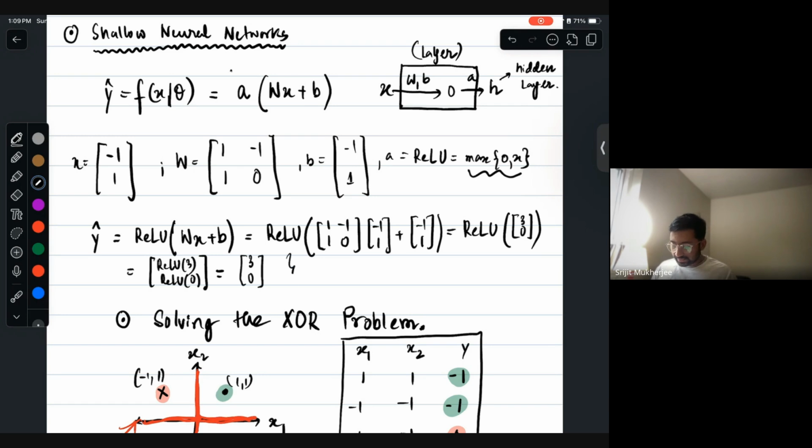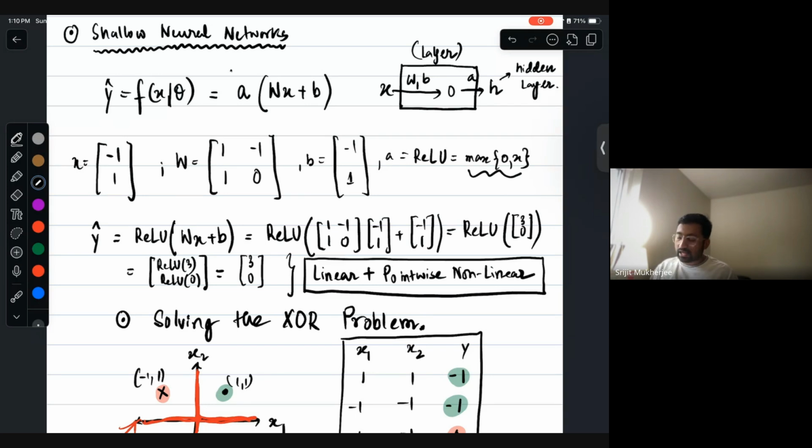So understand that it's linear. Linear is happening over the entire x, but ReLU is acting pointwise on each one of them. Pointwise, non-linear. This language actually helps you remember this. And the output of it is a hidden layer. Okay, in this case, it's a function. So this is very important.